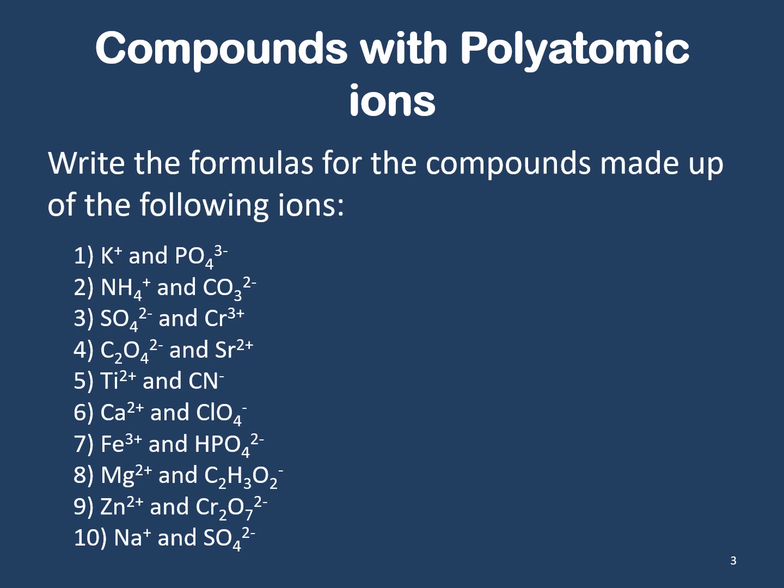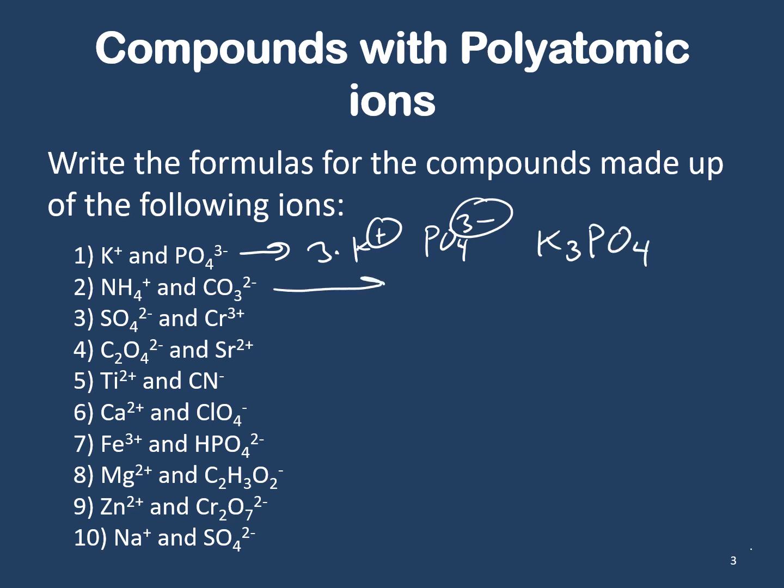Okay, so let's build some compounds with these polyatomic ions. So again, here we have K plus and PO4 3 minus, or phosphate. Because of the 3 minus and the K plus, we're going to need 3 potassiums. In other words, this is K3PO4, written like that. With this one, we have NH4 plus and CO3 2 minus. We're going to need 2 ammoniums to make this compound, and in this case, we will definitely need parentheses around NH4. We're going to put a 2 and then CO3, like so.